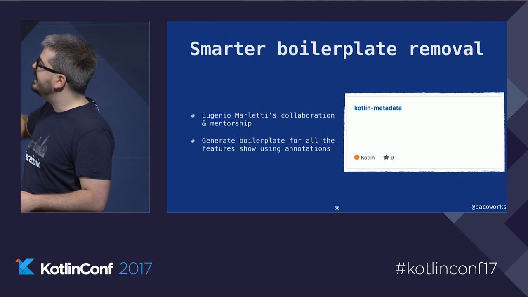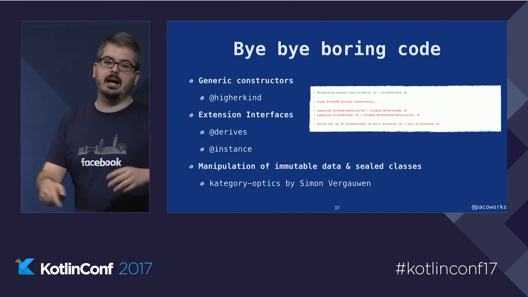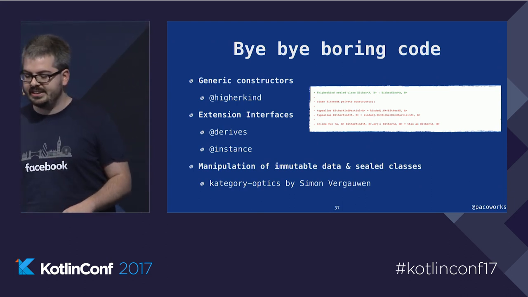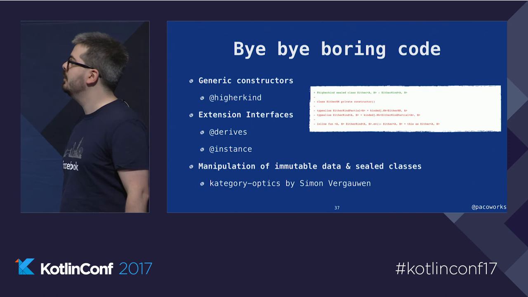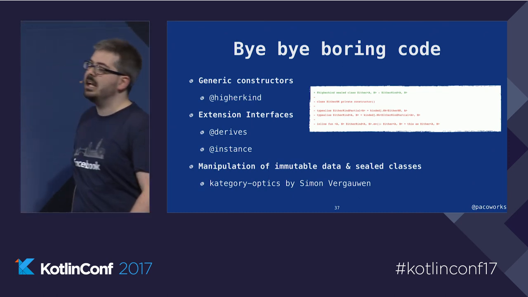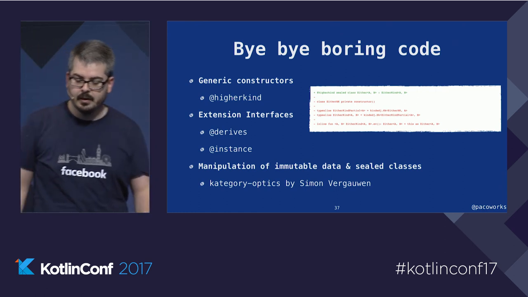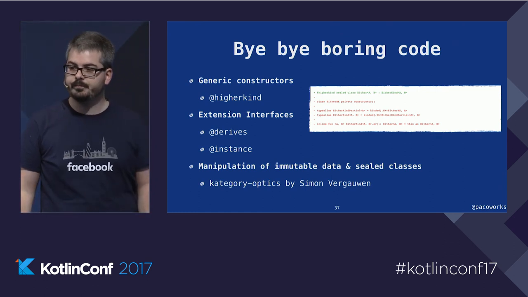So let's say we want to make a version of Either that contains this evaluation, all the code necessary. We can just add the annotation higherkind. And it goes from these many lines, like 1, 2, 3, 4 lines that you have to read and understand, into something that is being given to you by the annotation processor.